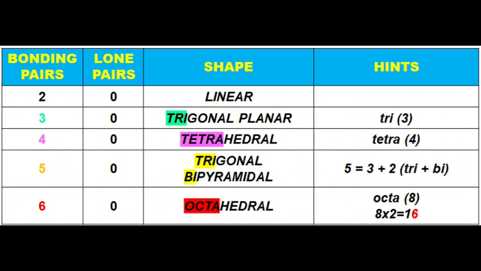The last one, 6 bonding pairs, seems a bit tricky. Look, octahedral. We know octa is 8. We simply multiply 8 by 2, we get 16. The last one, 6, and 6 bonding pairs. Just like it. So we can use this trick to memorize the shape of molecules.